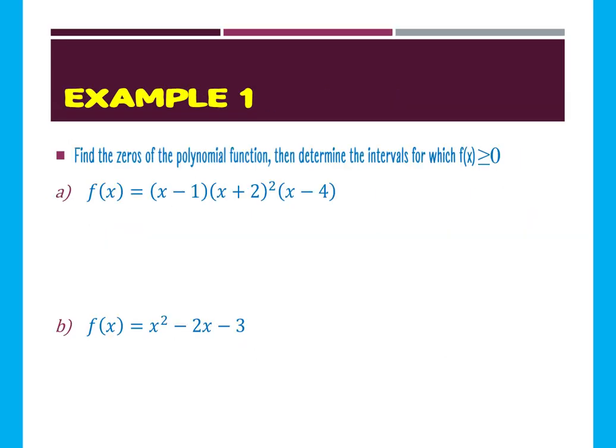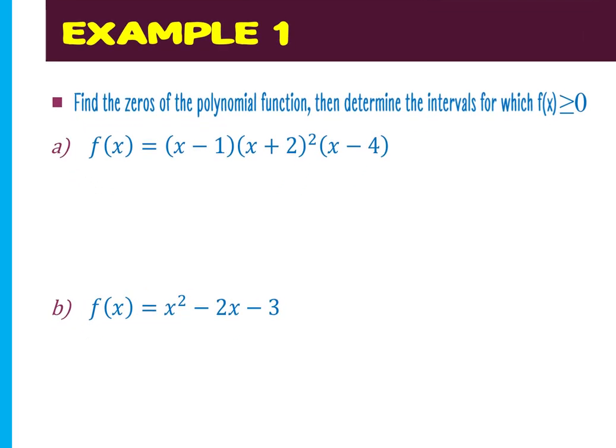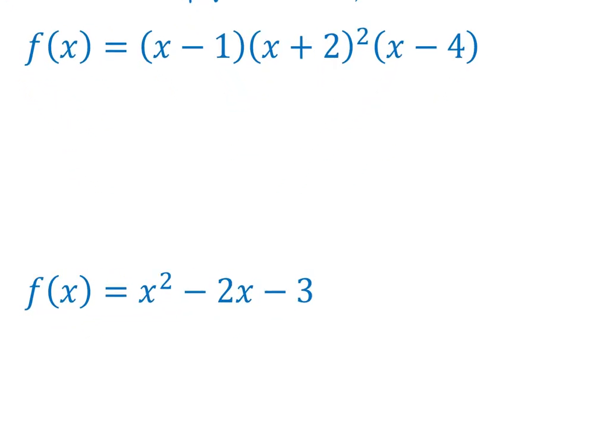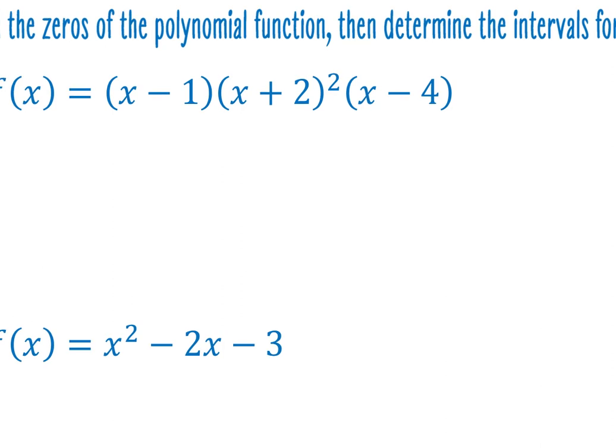All right, so example 1 says find the zeros of the polynomial function, then determine the intervals for which f of x is greater than or equal to 0. So go back to the zero part of this. This one's already factored for us, right? How do I find those zeros? Set each parentheses equal to 0. Good. So if this equals 0 and this equals 0 and this equals 0, then I end up with x equals positive 1, x equals negative 2, and x equals 4.